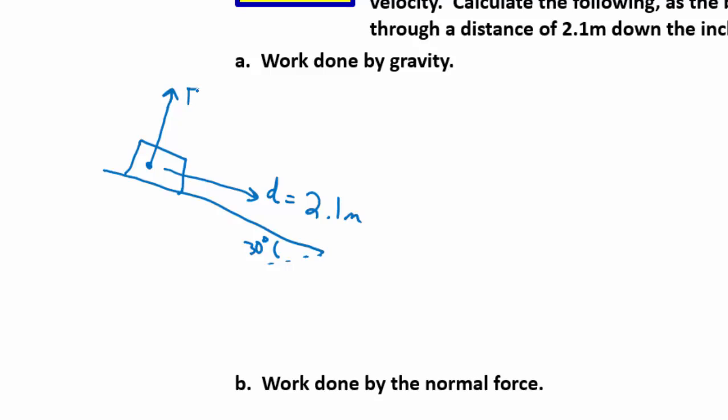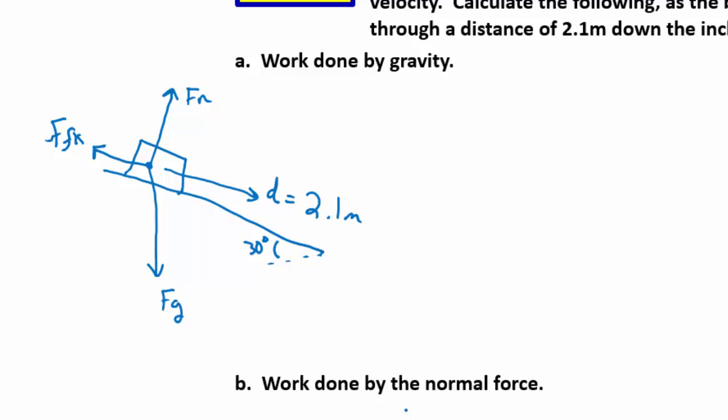We have our normal force acting perpendicular to the surface. We have our force of friction, kinetic friction, of course. It's definitely sliding. We have our force of gravity, vertically downward. And that's going to be our diagram.